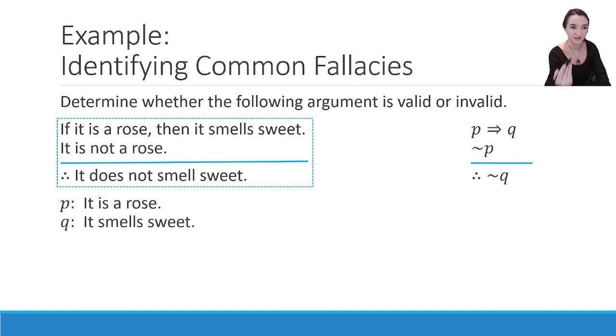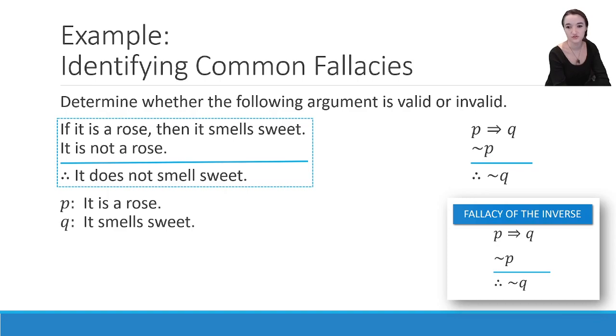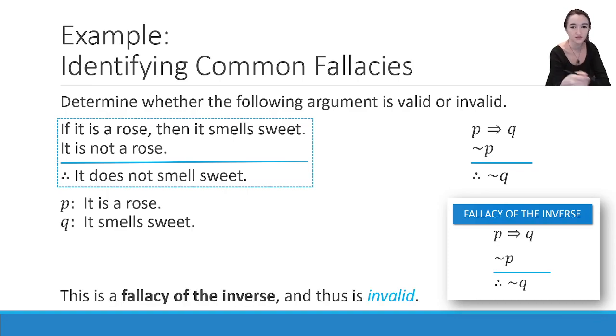But what type of fallacy is this? You need to be specific. So, once again, once we write it out, negation of P to negation of Q, what is this called? Well, the negation of P implying the negation of Q, that is the inverse. So this is the fallacy of the inverse. And therefore, it is invalid.